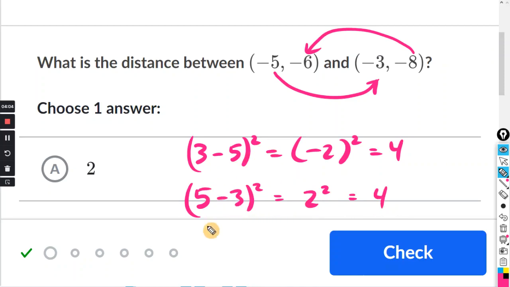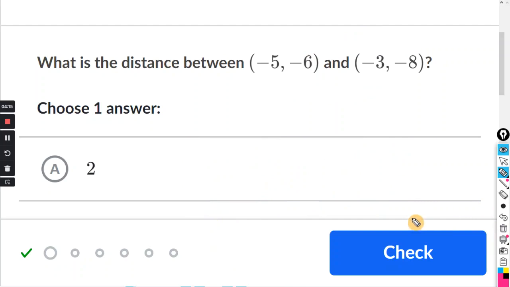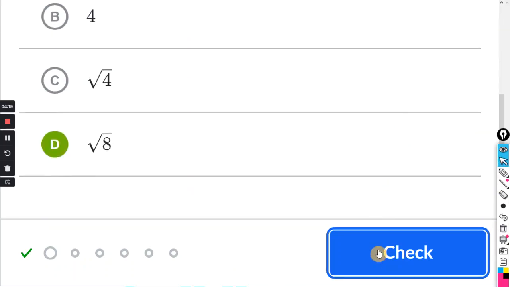And if you want to, you can always put the larger number first. This way, when you subtract, it will always be positive. Okay, you don't have to do that, but it might make it a little easier. Anyhow, square root of 8 is the final answer.